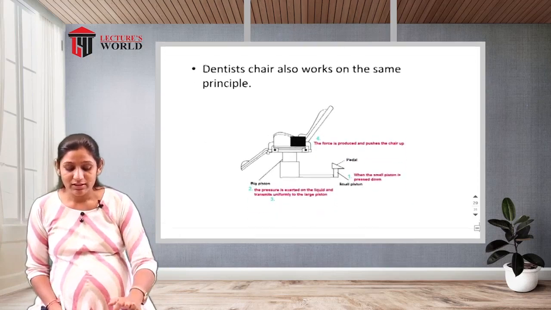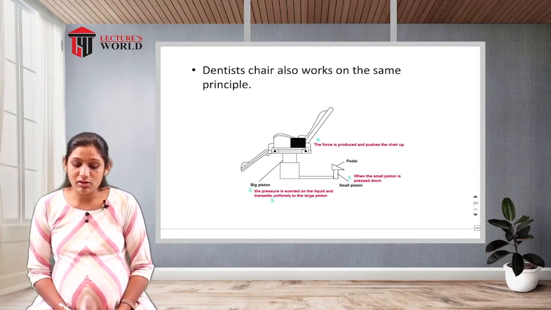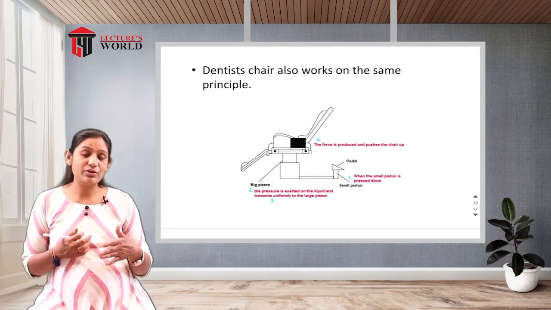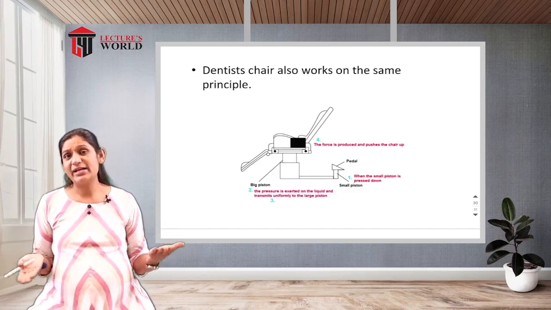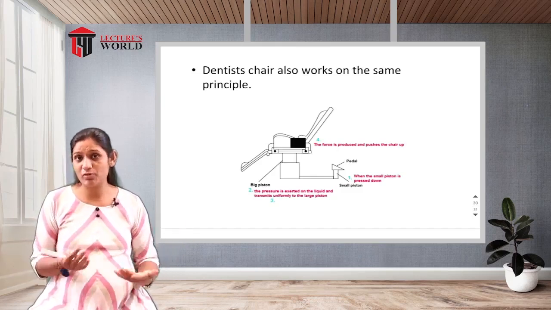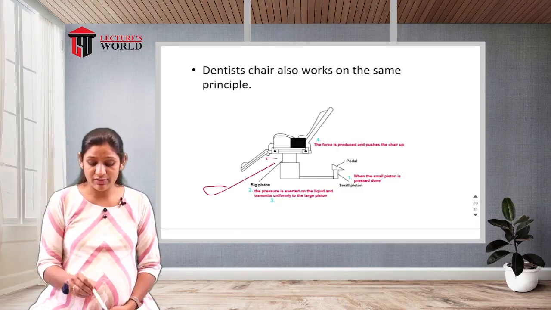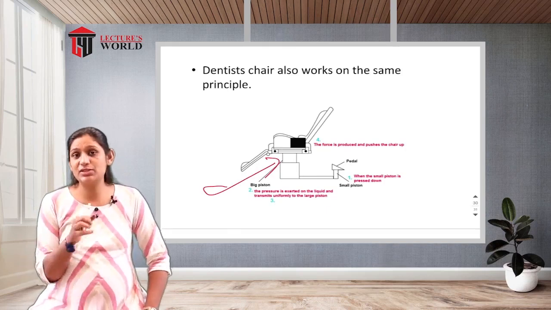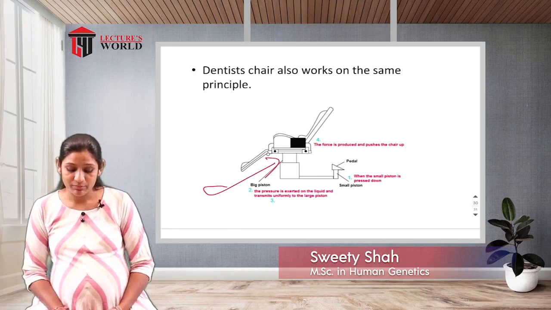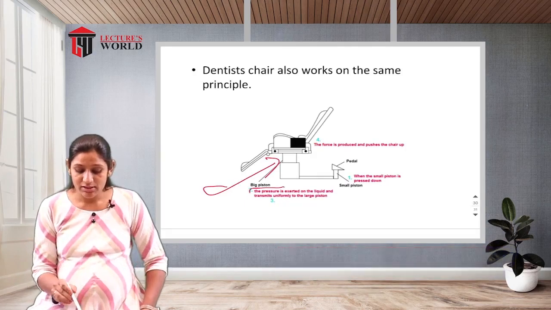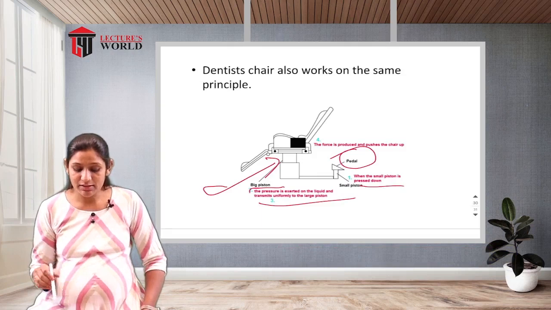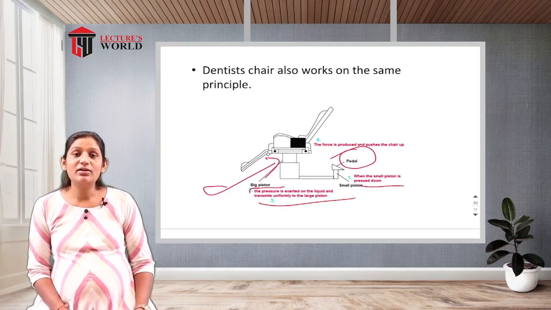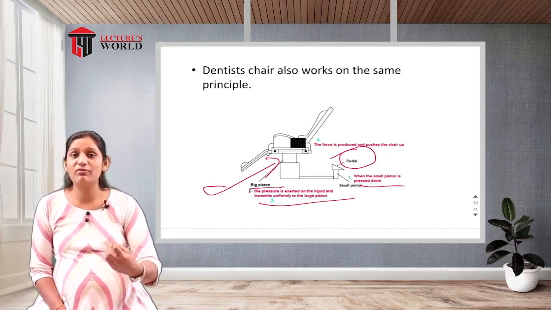Next one, the dentist chair which also works on the same principle. The dentist is the surgeon who uses the chair to give treatment to the patient. So this pressure factor is one of the hydraulic examples, and all the situations are done by this pressure. This is the big piston, this is the pedal, this is the small piston, operated by this hydraulic outer pressure. Whatever the doctor performs is done by the outer factor.